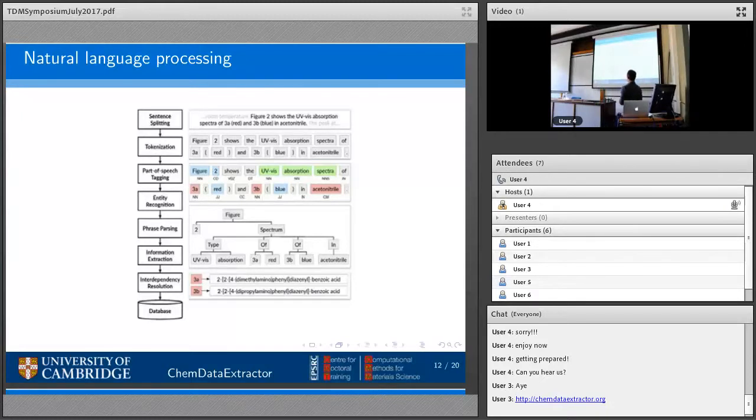So I'll come back to the bottom part with the interdependency resolution very shortly. But you can see that from there, it's very easy to extract relevant information from a tree structure. We know the type, we can find the label very easily, we can find which compounds it's referring to.